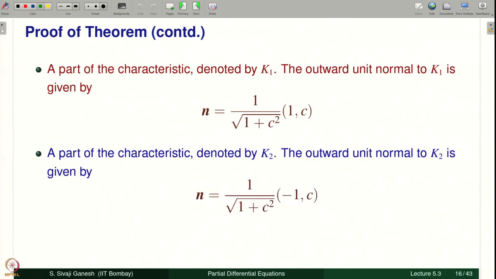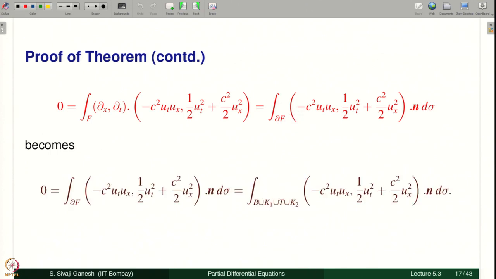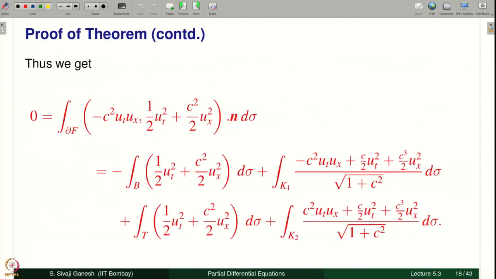Then we have the sides of the trapezium, which are k1 and k2. Because k1 itself is a straight line, it is very easy, the direction is the same on all the points on k1. Similarly, the outward unit normal is in this direction and that is constant for all points on k2. Therefore, life is simpler. So, this integral on the boundary we can now split into 4 parts, which is B union k1 union T union k2. So, on B we have applied what is the normal. Similarly, on k1, k2 and T we have used the formula for the normal that we wrote down on the previous slide, and we get this expression. So, the sum of these 4 terms is 0.